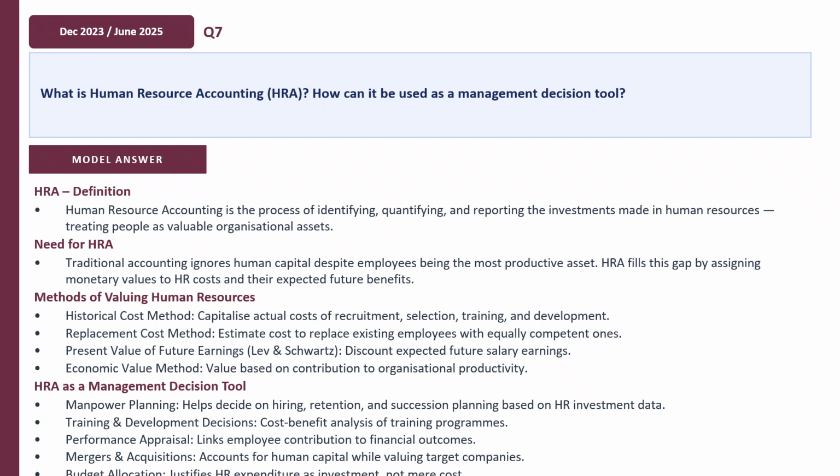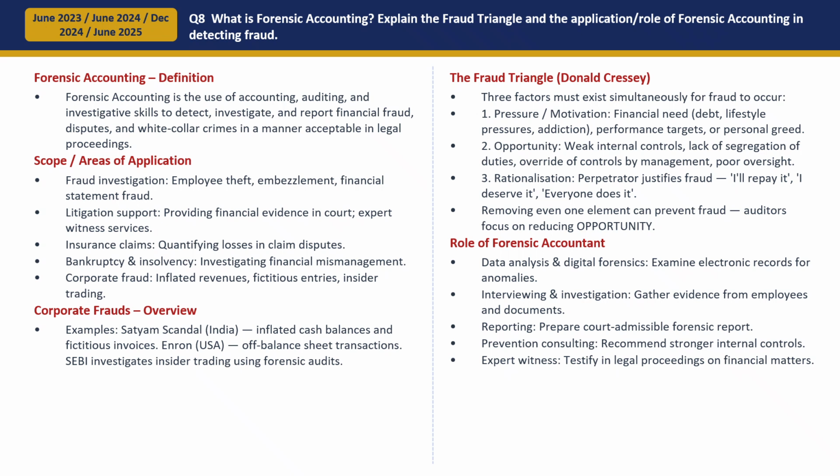Now, a very interesting and frequently asked topic: forensic accounting and fraud triangle. Forensic accounting involves detecting and investigating fraud. The fraud triangle includes pressure, opportunity, and rationalization. If even one factor is removed, fraud can be prevented. Always give examples like corporate frauds and mention the role of forensic accountants.